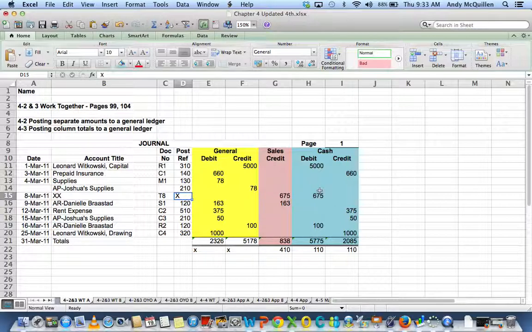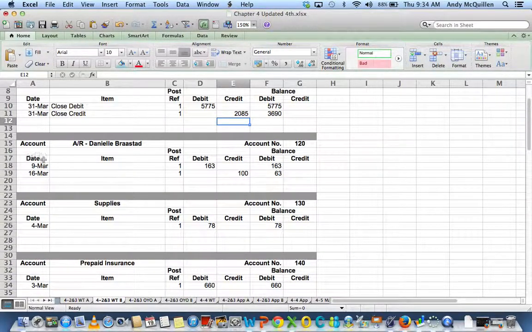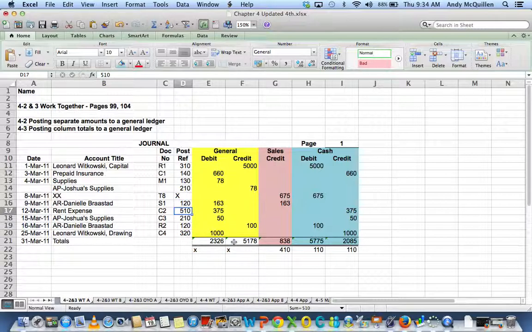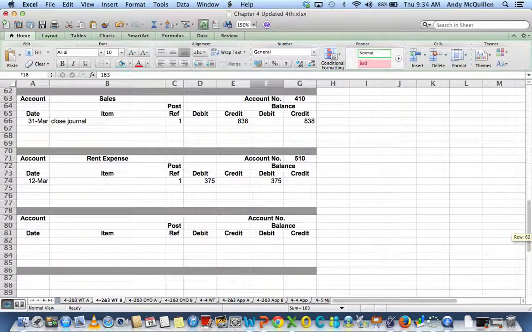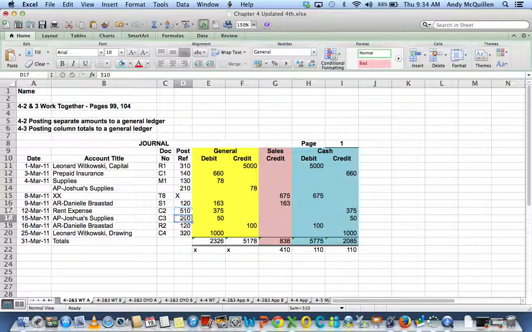Then we get to sales on cash. We have an X in the post reference, therefore it means it's already been posted. There's nothing in general, so you go on to the next one. Accounts receivable, Danielle Brosted, debit 163. So we go up, Danielle, March 9th, post reference is 1, debit 163, post reference is 120. March 12th, rent expense, debit 375. So you go down, March 12th, post reference 1, debit 375, debit 375, post reference 510.